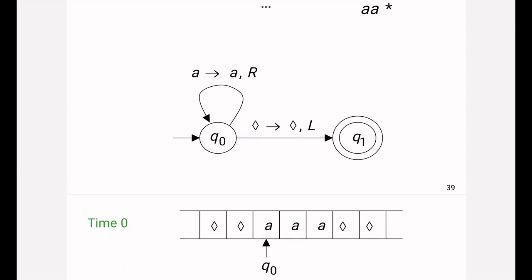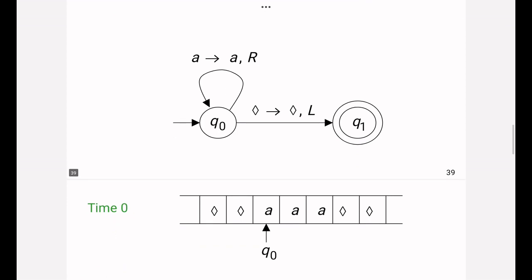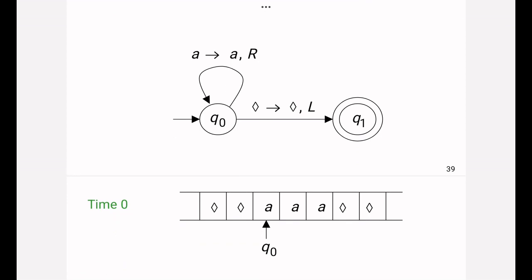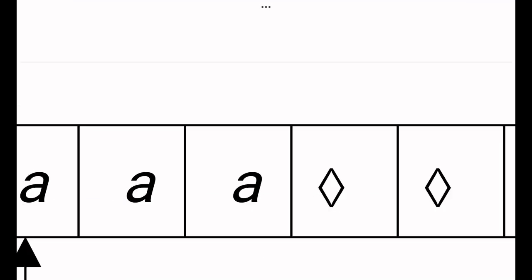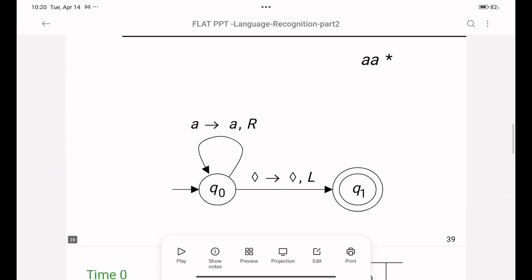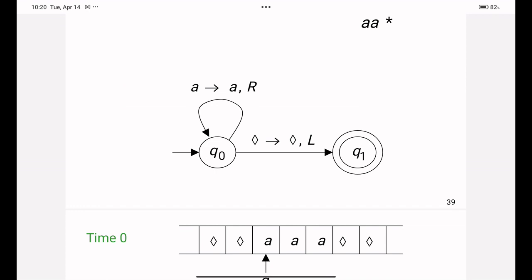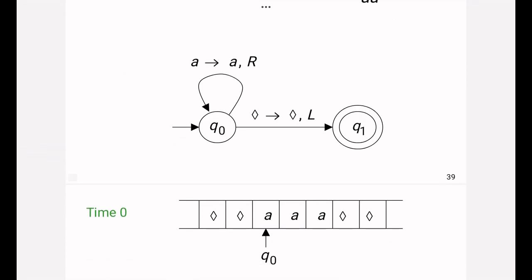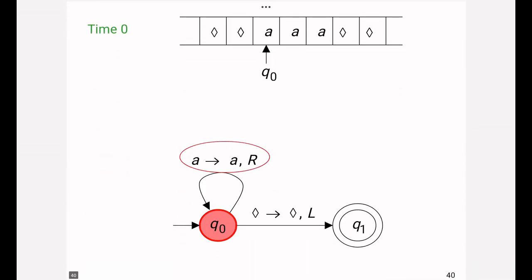A star. Okay, see here. I am pointing my Q0 at A. Now A is replaced by A and move right, multiple times. Once the blank symbol is coming, in this condition, blank symbol is replaced by blank symbol, and you move to the left side. So I read all my text. I am moving to the Q1 state. This is time 0.